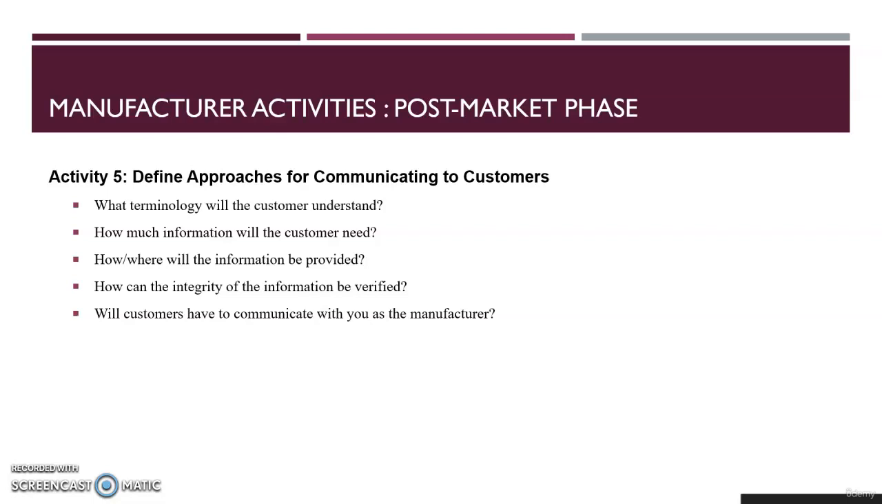And how and where will the information be provided? Information can be provided in one or more logical and physical locations. Examples include user manuals, terms of service and other product documentation, websites, emails, and the IoT device itself and its associated applications. How can the integrity of the information be verified? For some methods of providing information, such as emails, customers may want a way to determine if the information is legitimate.